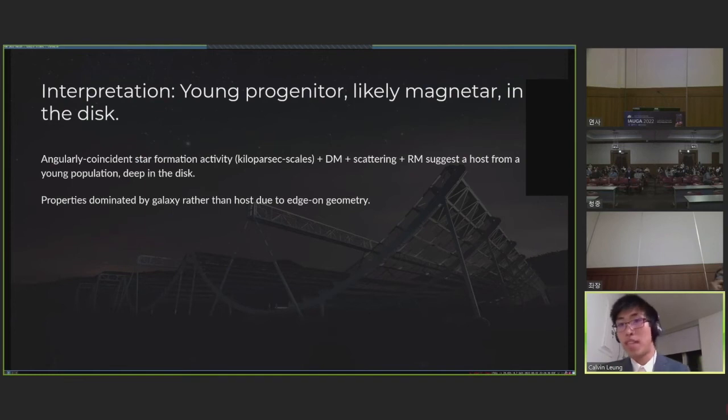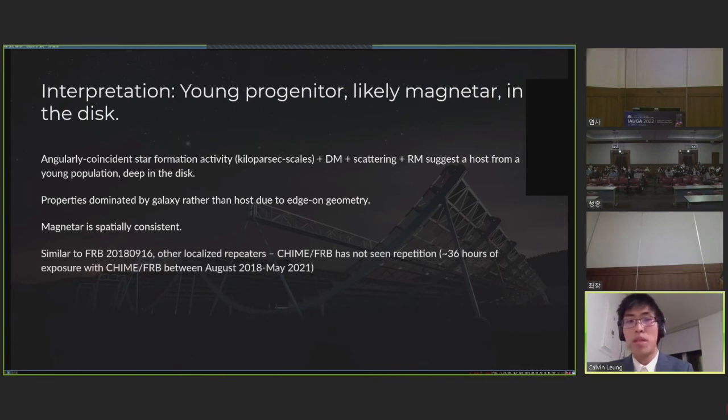So if you were doing DM-z science, you might consider throwing this one out. Similar to other localized repeaters, we see star formation. However, in our 36 hours of monitoring this patch of sky since August 2018, we have not seen repeat bursts from this broadband FRB.